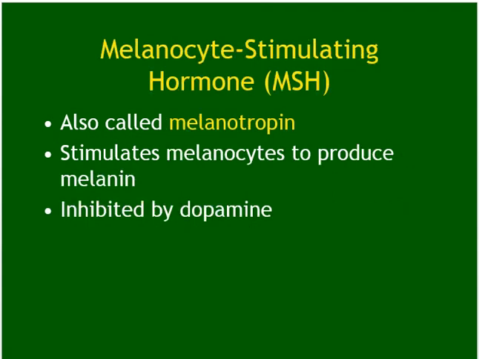There's one more stimulating hormone called MSH, or melanocyte-stimulating hormone. And melanocytes, melano means melanin, cyte means cells. So this is the hormone that stimulates the melanin producing cells, which are in the skin. The other name is melanotropin. So it will stimulate the melanocytes to produce melanin in adults.